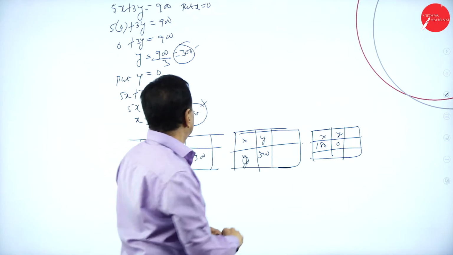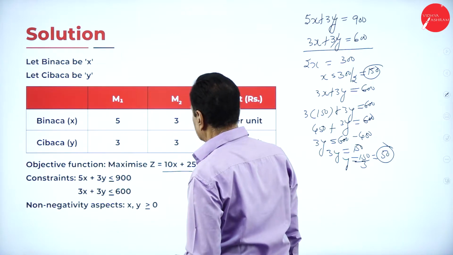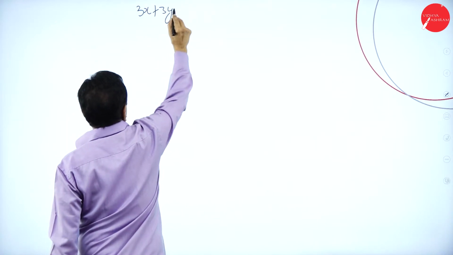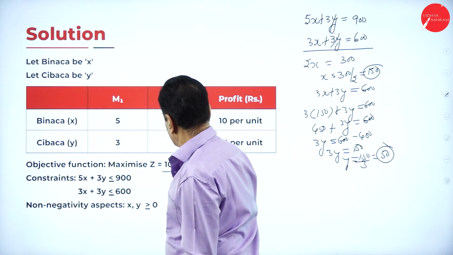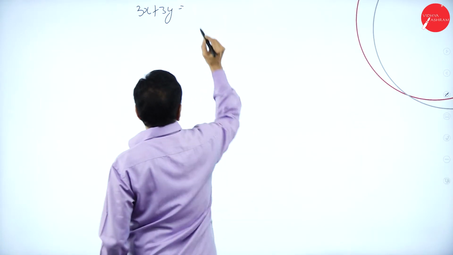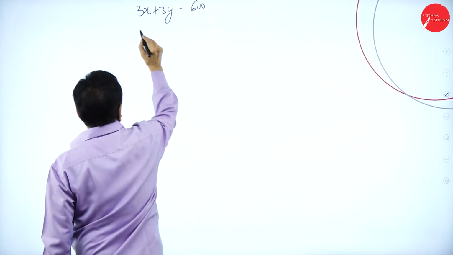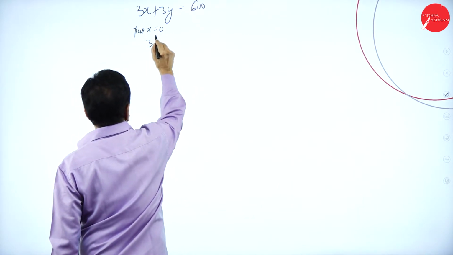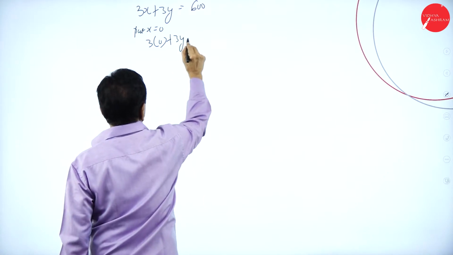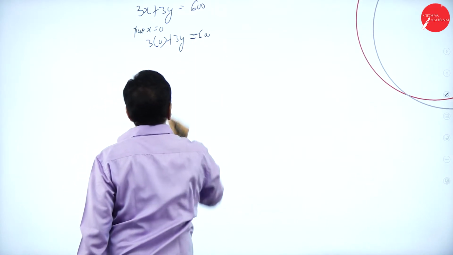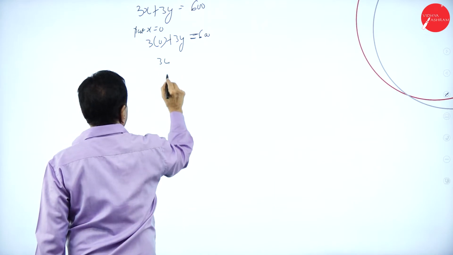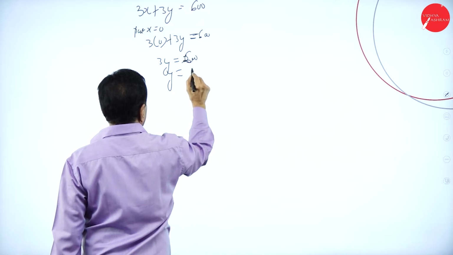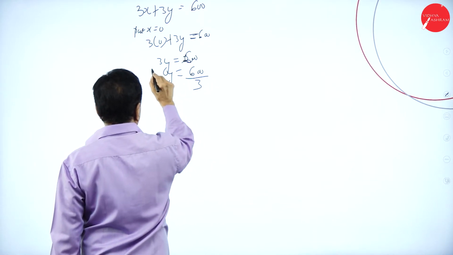You'll come back to the second equation, 3x plus 3y is 600. Put x is equal to 0, 3 into 0 plus 3y is equal to 600. So 3y is equal to 600, y is equal to 600 divided by 3.